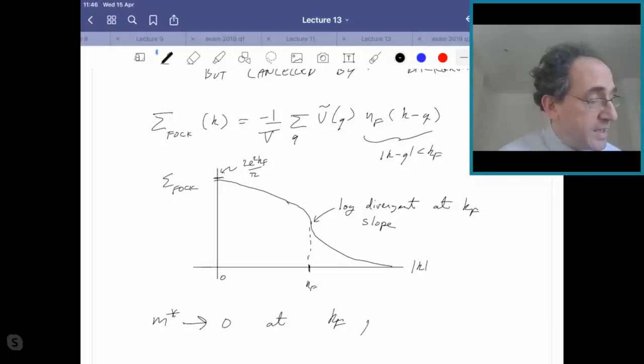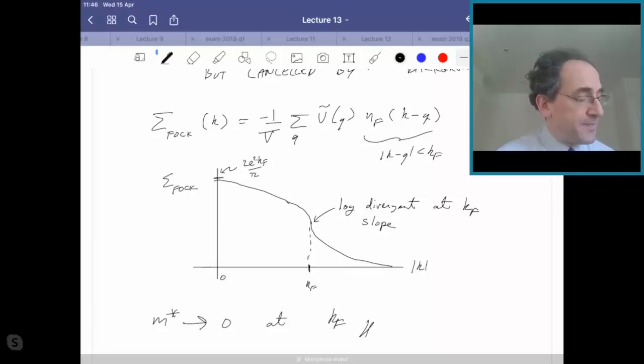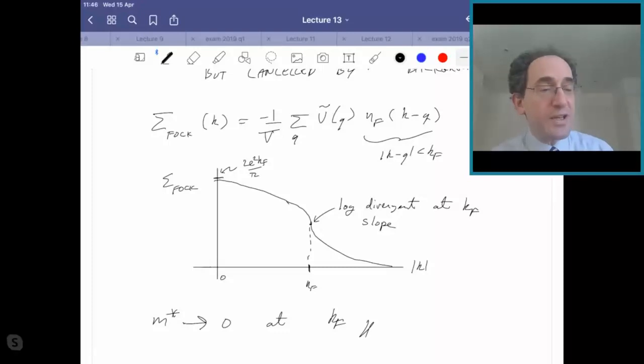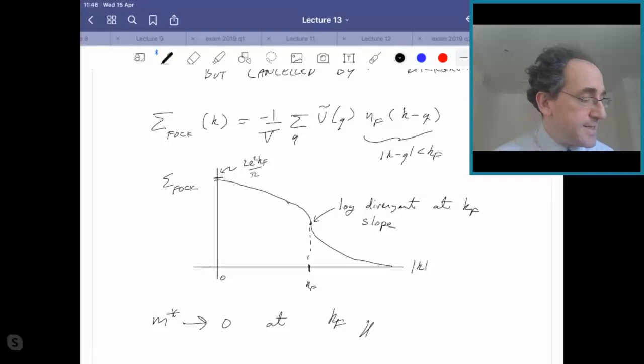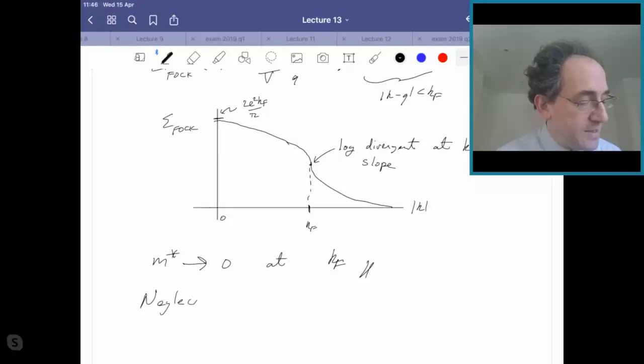So this is a problem. It's not physical, actually. It's an error of the approximation, and it comes from something we neglected in our calculation. I'll first tell you what it is we neglected. What we neglected is that over long distances, the other electrons in the system screen. Maybe I'll write this. Neglected screening.